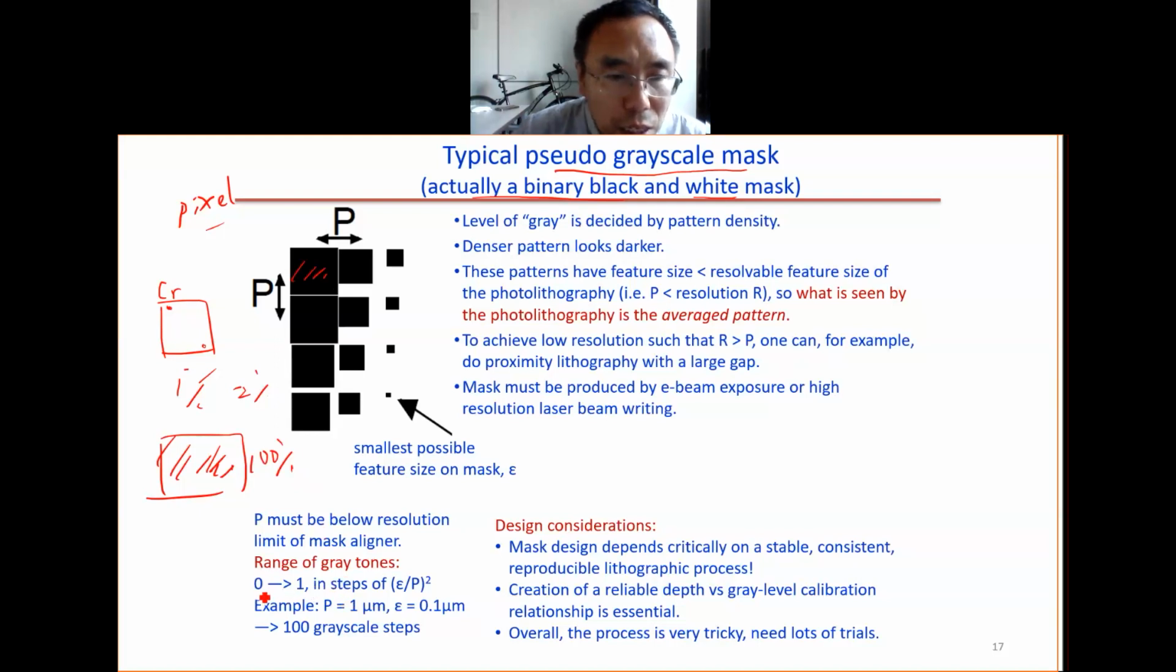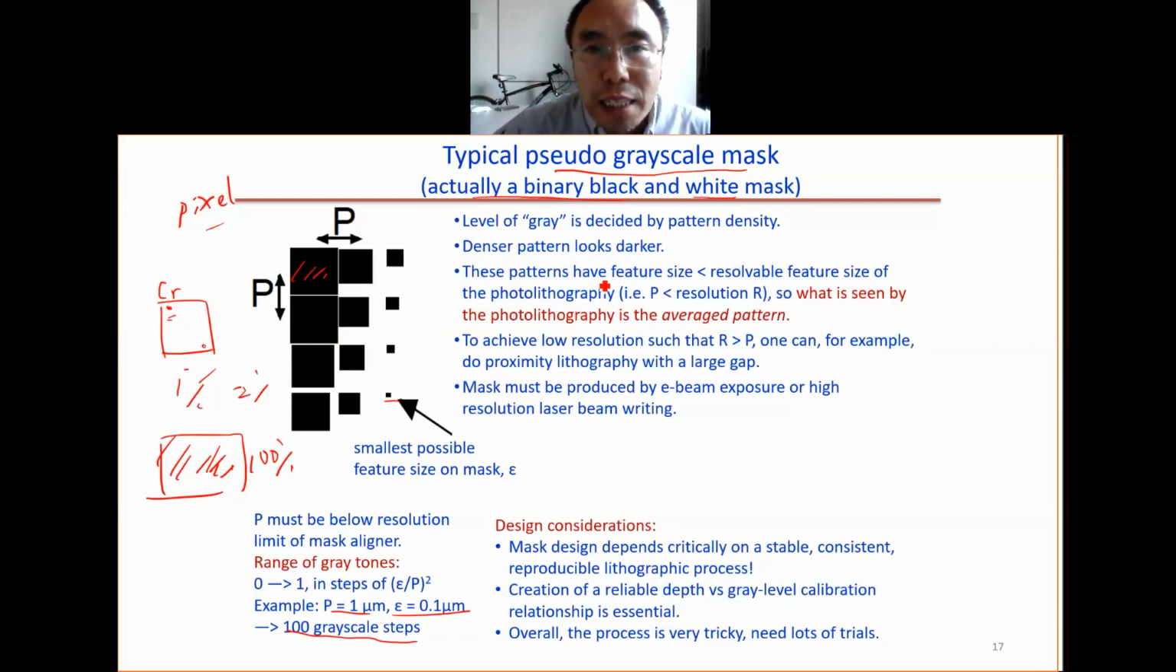You can see 0 to 1 is a step of this one. So if this spot is 0.1 micrometer, and the pixel P is 1 micrometer, then there will be 100 grayscale steps. So this is how this thing works.